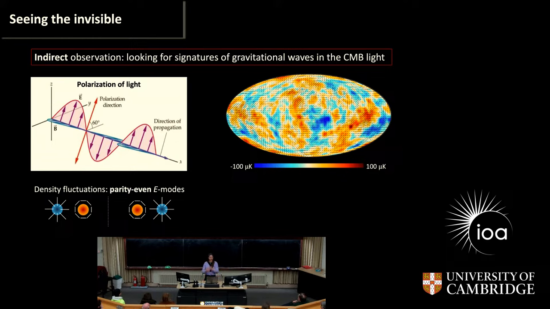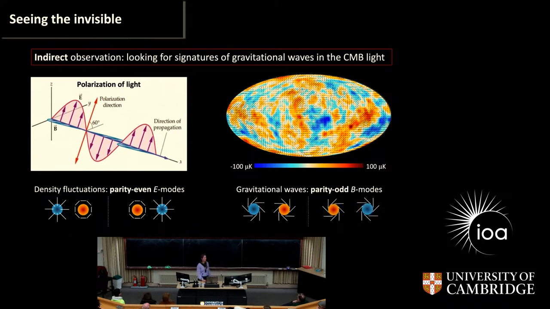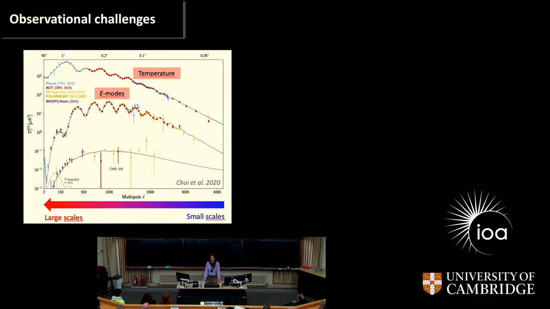They are more complex geometrically and they don't have this symmetry. So if we have the gravitational waves, what we will see is this unique signature that we call B modes. And if you flip them, they look the opposite. Those are the ones we're looking for. If we could detect those patterns in the CMB polarization, that would be the holy grail of early universe cosmology, pretty much. But this is a tremendous observational challenge.